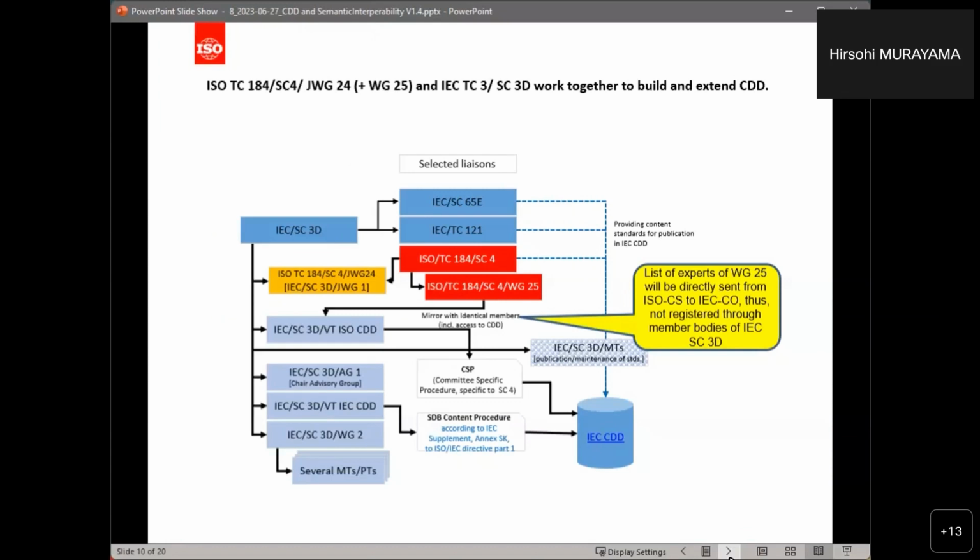Okay, this is just a view of that. Organizationally, ISO TC184/SC4/WG25 members are copied into the IEC SC3D VT ISO CDD team or WG. And so the ISO experts' rights and IEC experts' rights are separated in this way. Okay, next please.